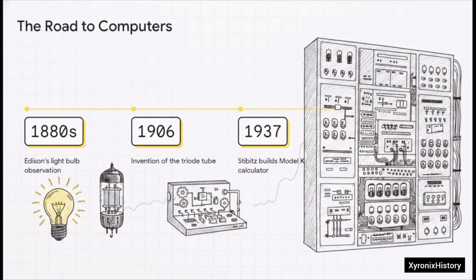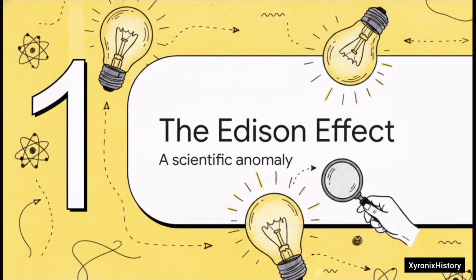Here's the roadmap for this explainer. We're tracking a massive technological leap today, starting with Edison's light bulb observation in the 1880s, moving to the triode tube in 1906, hitting the Model K calculator in 1937, and finally arriving at the ENIAC supercomputer in 1945. All right, Section 1, the Edison effect, discovering a scientific anomaly.